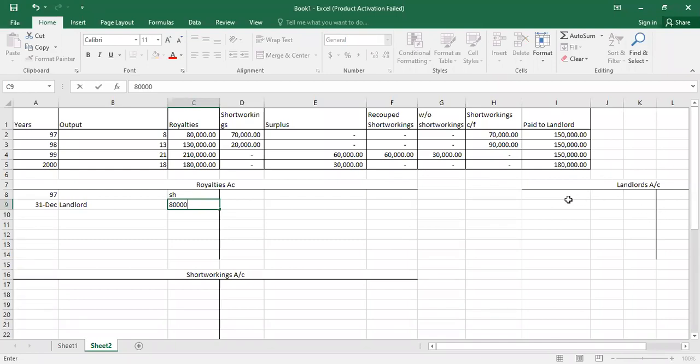Now, in the landlord's account, what are you going to debit? What are you going to debit? 80 or 150?